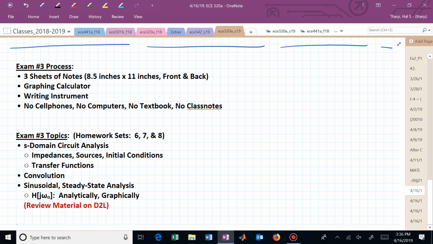And you should be able to find the sinusoidal steady state analysis, and that relies on evaluating the transfer function at a particular frequency, omega naught, where that omega naught corresponds to the frequency of the waveform that you're exciting your system with. And knowing how to do that analytically or graphically will be to your advantage on the exam.